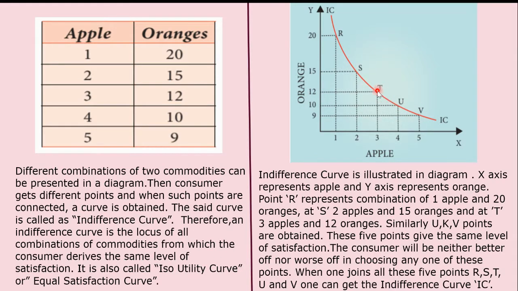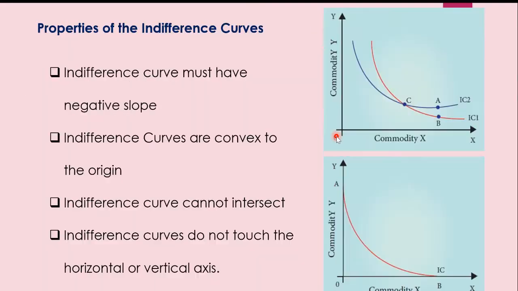Second one, indifference curves are convex to the origin. What do you mean by convex to the origin? This is the origin. This part is called the origin. Convex. So can you see the indifference curve? This is bulging out. So that's the meaning of convex to the origin. From this point, if you see the indifference curve, it is convex to the origin. This is also because of the substitution. You are substituting one good for the other. So the first property is indifference curve must have negative slope.